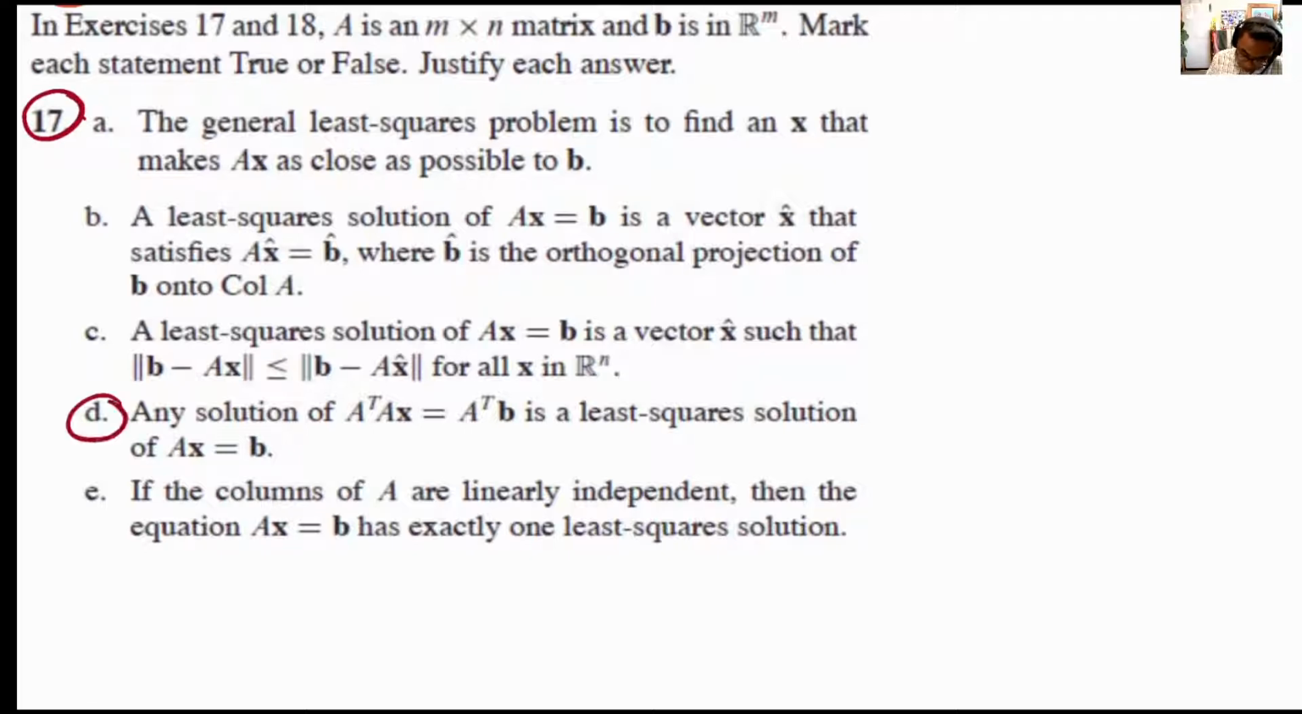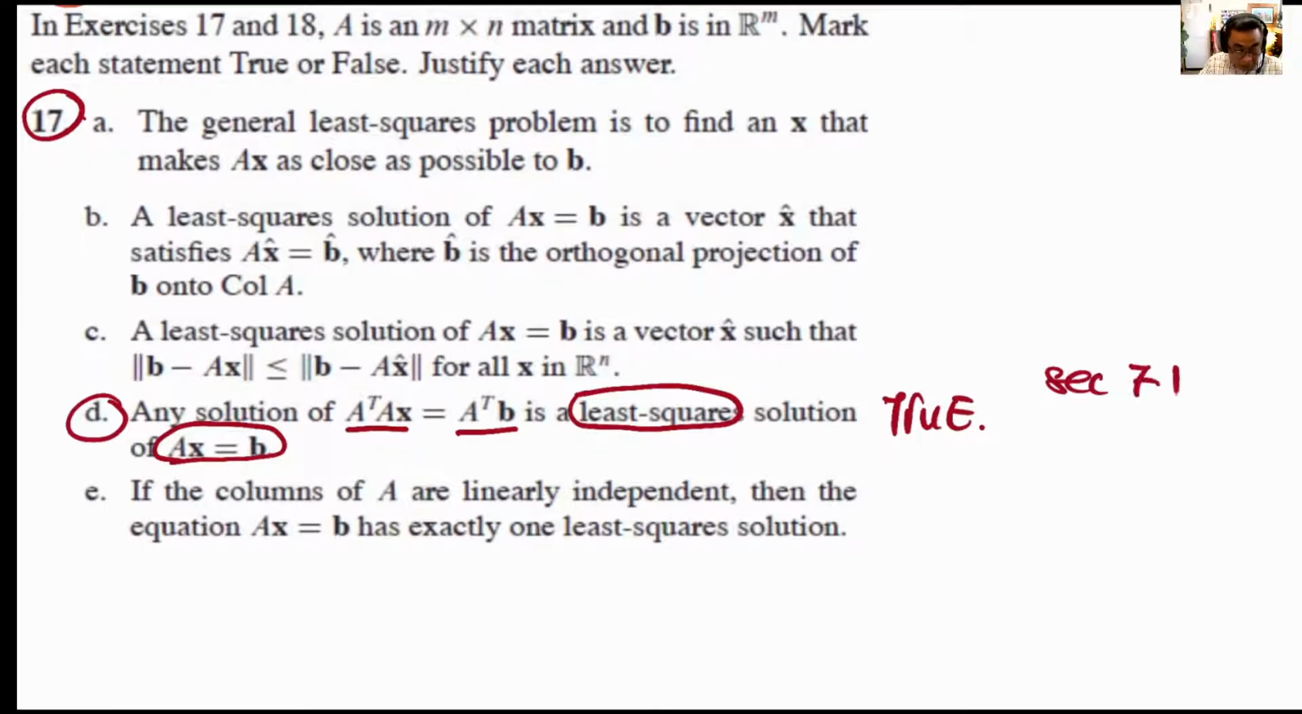Any solution of A transpose Ax equals A transpose B is a least squares solution of Ax equals B? The answer is true. And please refer to section 7.1.3, pages 3 and 4 for the discussion. We'll now turn to these two slides.